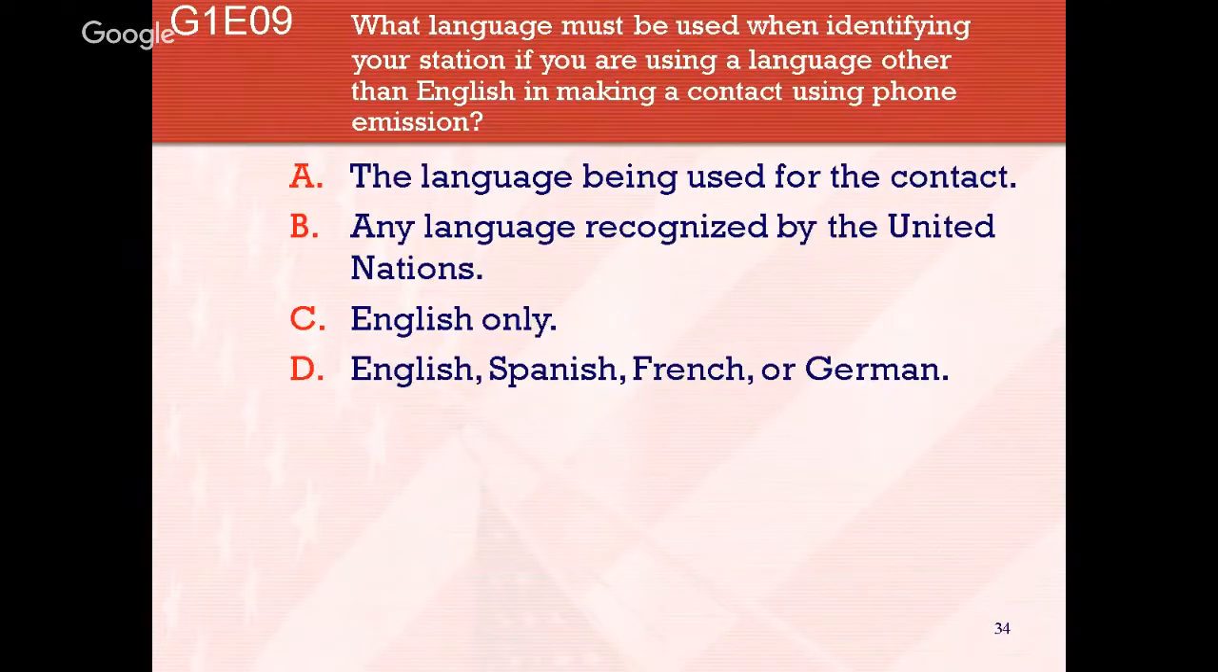What language must be used when identifying your station if you are using a language other than English and making a contact using phone emission? Again, it's very simple, English only. You have to identify in English. You can talk all day in whatever language you want, as long as you identify within the proper time frames in English.